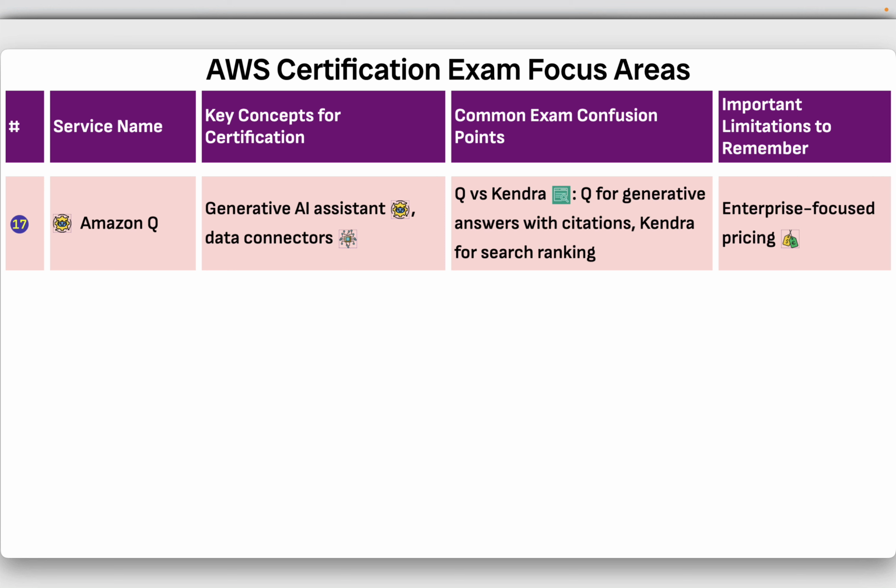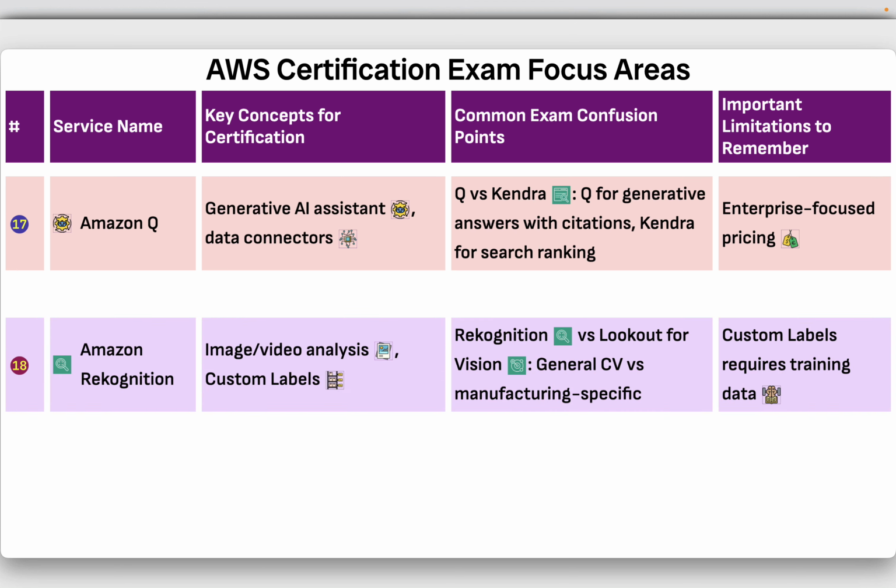So next service is Amazon Q. Key concept for certification is it's a generative AI assistant, and there are data connectors which will connect to your data sources. Common exam confusion points are Q versus Kendra. So Q is for generative answers with citations, and Kendra is for search ranking. Important limitations to remember that this one is enterprise focused pricing. So this is mostly used by enterprises, and the pricing is based for big enterprise or medium enterprises.